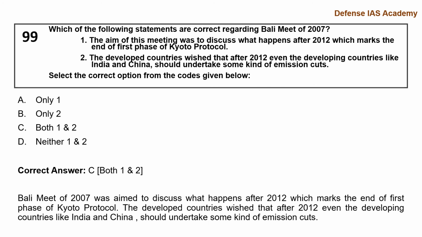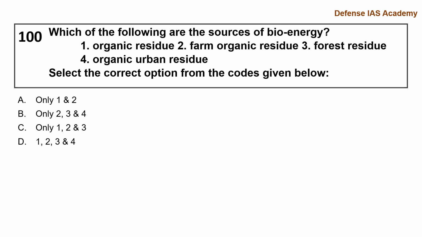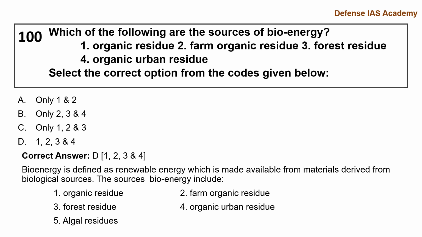Next question 100, which is our last question. Which of the following are the sources of bioenergy? 1. Organic residue, 2. Farm organic residue, 3. Forest residue, 4. Organic urban residue. Select the correct option from the codes given below. The correct answer is option D, 1, 2, 3 and 4. So all the 4 are sources of bioenergy. Bioenergy is defined as a renewable energy which is made available from materials derived from biological sources. The sources of bioenergy include organic residue, farm organic residue, forest residue, organic urban residue and algal residues.